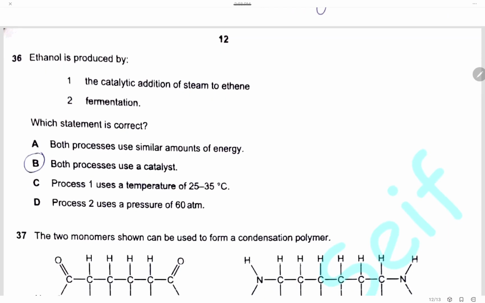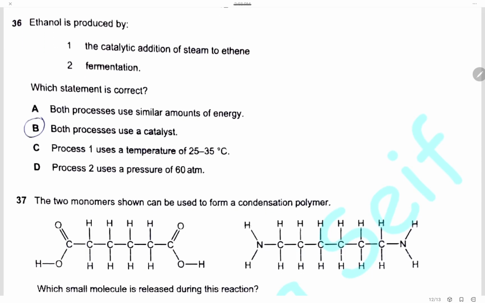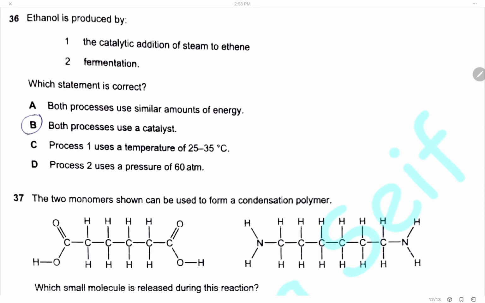Question 36. Ethanol is produced by catalytic addition of steam to ethene and by fermentation. Which statement is correct? Both processes are similar, use similar amount of energy. This is of course wrong because fermentation uses very little amount of energy. It's only done at 37 to 40 degrees Celsius.